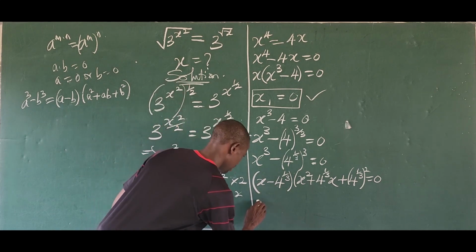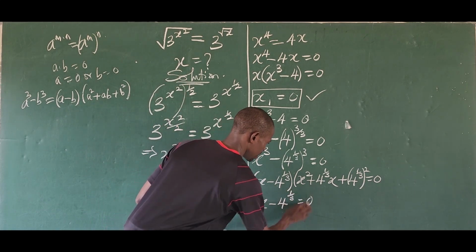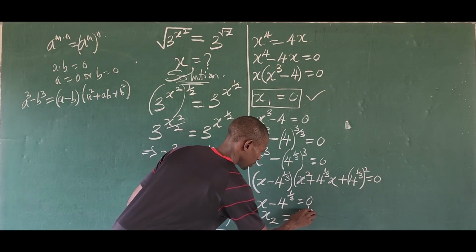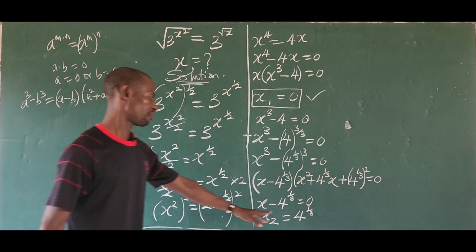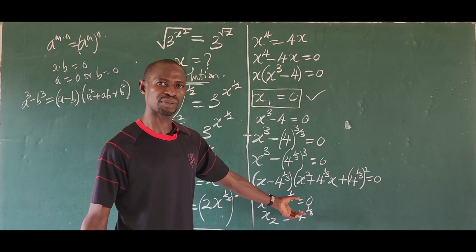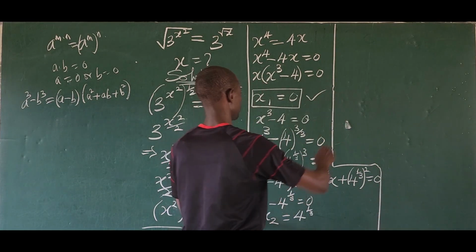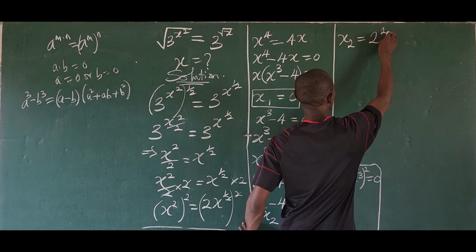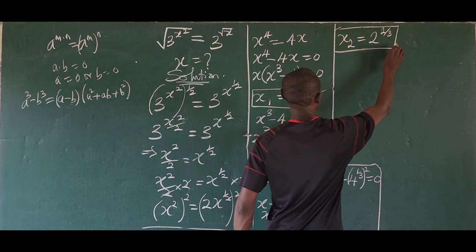So our case 2, we're taking x minus 4 to the power of 1 all over 3 equal to 0. So we now have x2 is equal to 4 to the power of 1 all over 3. Now we can reduce this base here. In other words, we can write this as 2 to the power of 2 and use the 2 as the power to multiply the exponent here. And so we're going to have this to be something nice here. So we're going to have x2 is equal to 2 to the power of 2 all over 3. So this is the value of our x2.